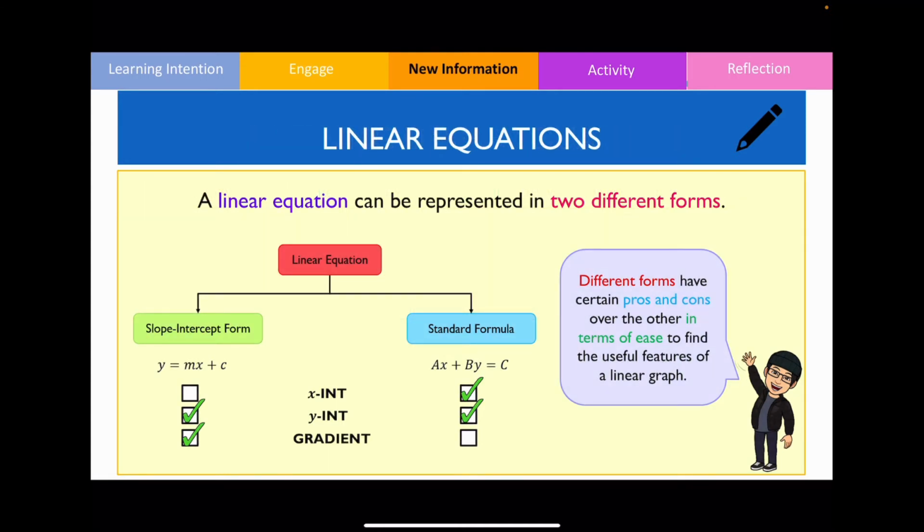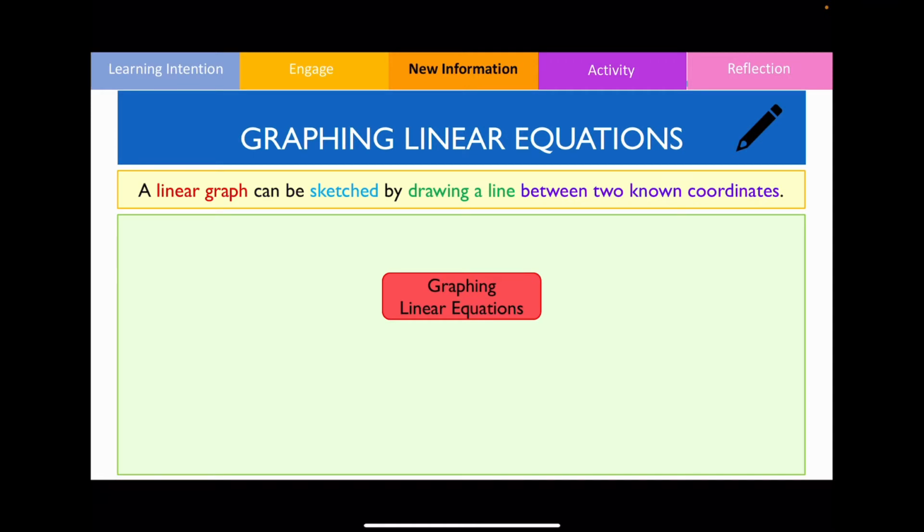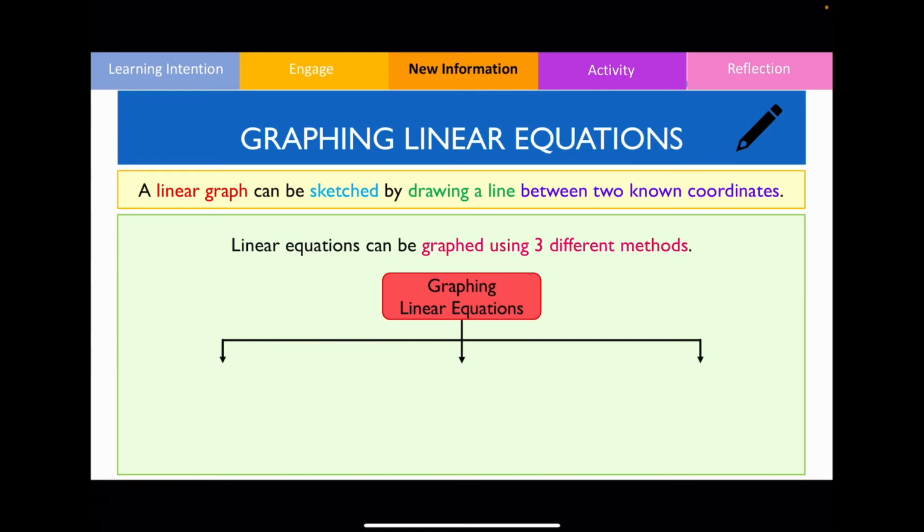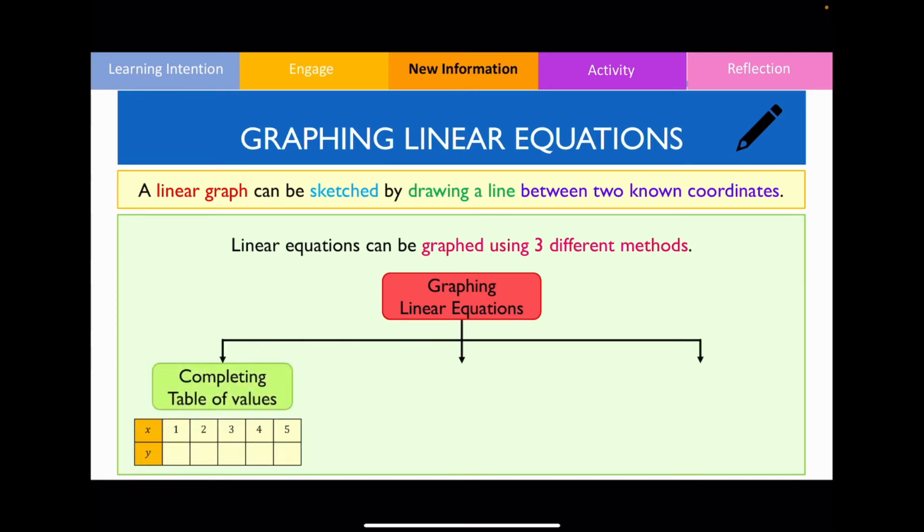Now we're going to be moving into the most important part of today's lesson, which is how you actually graph a linear equation. In order to graph a linear equation, we need to know two important pieces of information, or two known coordinates. There are three ways that we could graph a linear equation. One of the ways you would have learned during year 7 and 8 is by completing a table of values and substituting x values in to find the corresponding y value, and then plotting those points and connecting a straight line in between those dots.